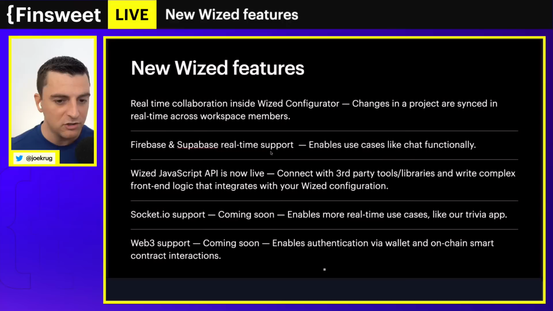The Wized JavaScript API is now live. Connect with third-party tools and libraries to write complex front-end logic that integrates with your Wized configuration. This JavaScript API will allow you to take the native features to whatever level you want. We have socket.io support coming soon. This enables more real-time use cases like our trivia app. And then we have Web3 support also coming soon. This enables authentication via wallet and on-chain smart contract interactions.